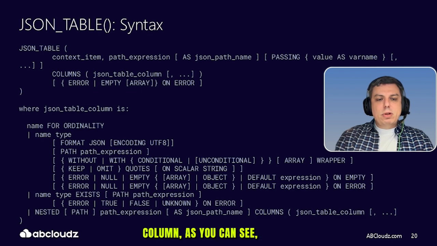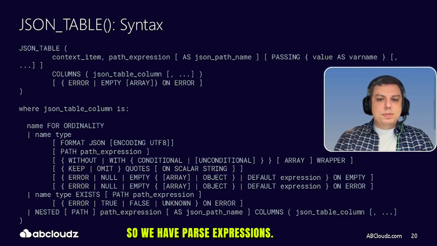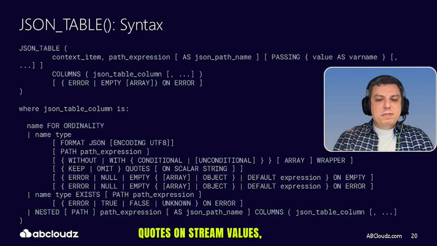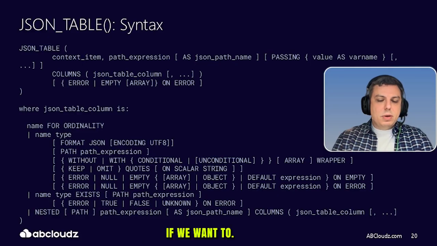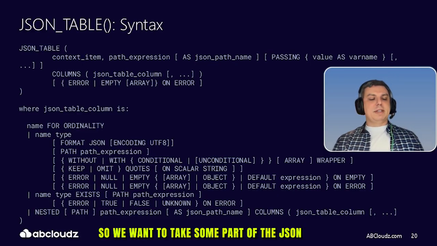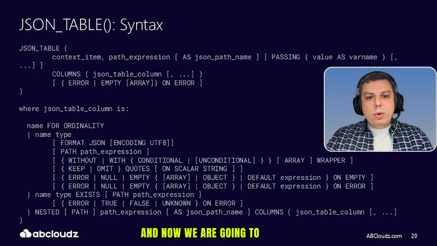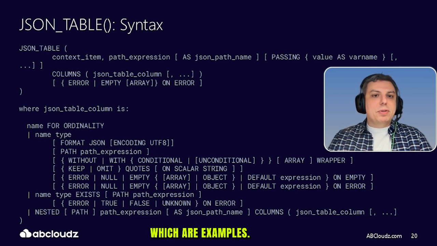For JSON_TABLE columns, as you can see, we have quite a broad variety of options. So we have path expressions. We can decide to keep or omit quotes on string values, which we can get from this JSON. We can decide what to do with nesting if we want to. So we want to take some part of the JSON which is nested in the JSON, which is nested in the JSON. And now we are going to jump to the more interesting part, which are examples.